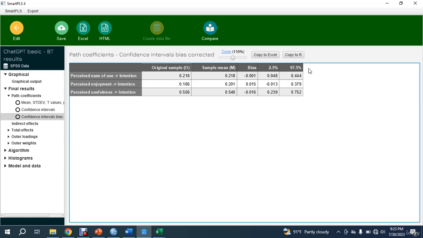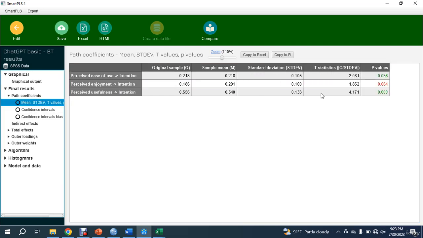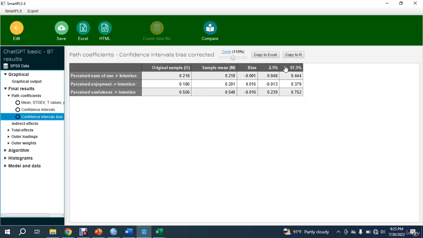The thing that I want to mention is that you can explain your significance by using t-value, p-value, or even the confidence interval value. All three will give the same result. That means intention is influenced by perceived ease of use and usefulness in the population, but not by enjoyment, because it is not significant. And this result we will try to show in Microsoft Word. The explanation will be shown in the next video.